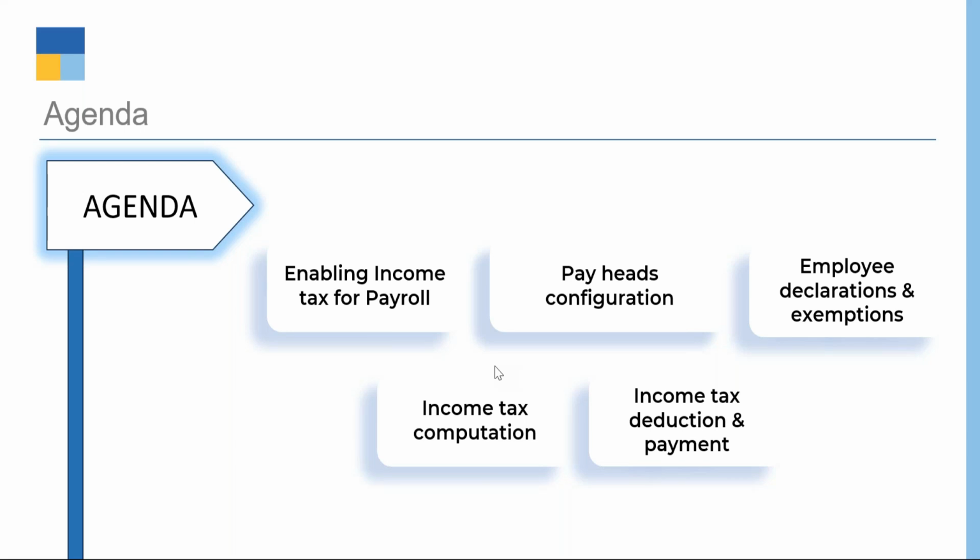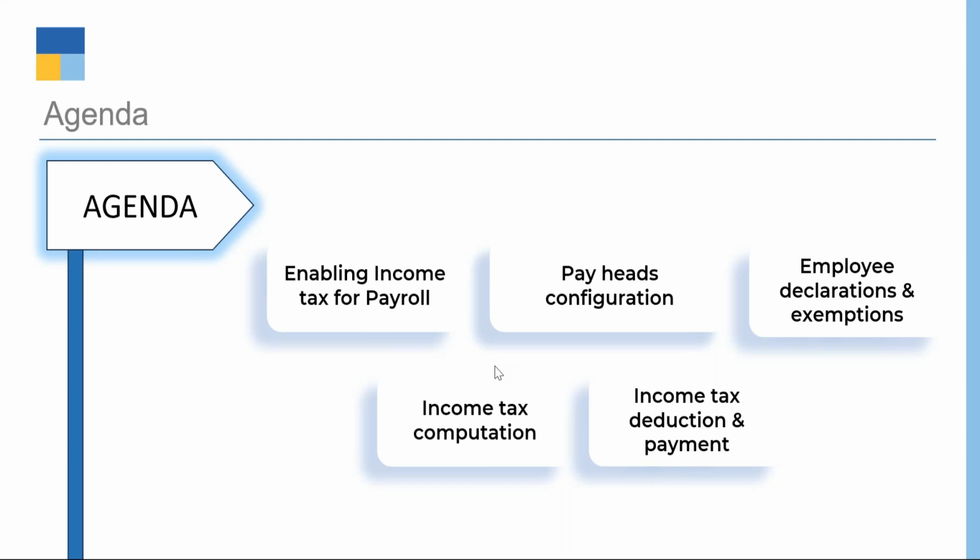Next we'll take you through the different components of the income tax feature, which includes pay head configuration. So whatever the different earning pay heads you have created in the company data, how you will be able to configure them for the income tax calculation. And we will be taking you through the declarations and exemptions which have been declared by the employees and how you'll be able to configure that so that they can be considered for IT deduction.